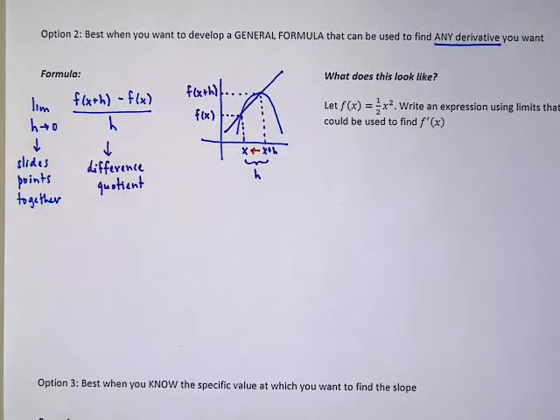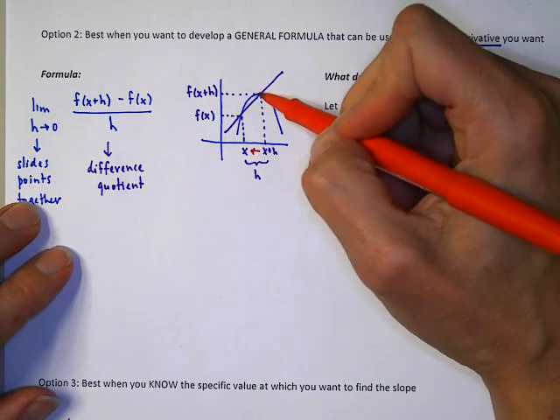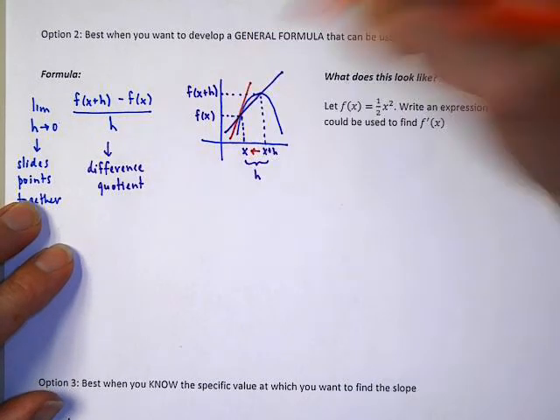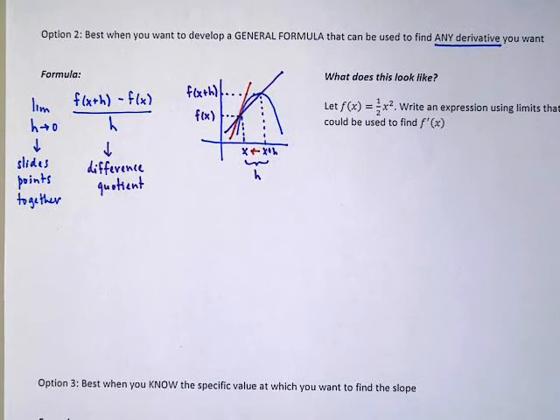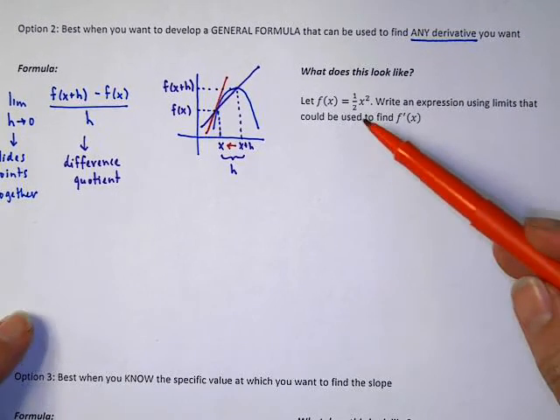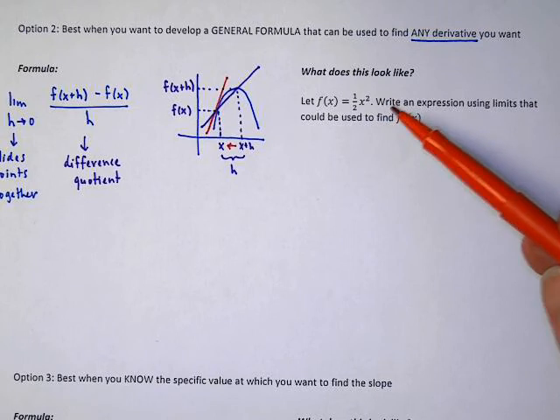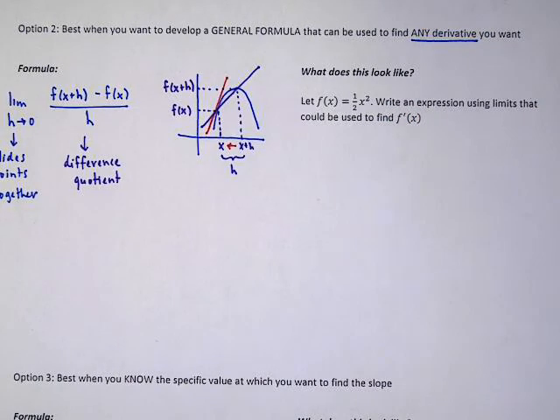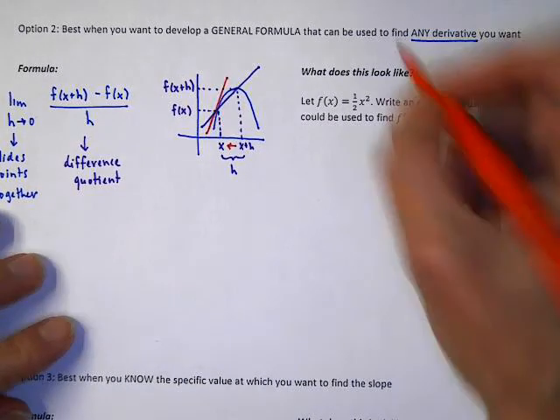And again, the idea being as this point moves closer and closer to this one, I'm going to more closely approximate that slope of the tangent line. So now how is this going to look? Here's our problem, and the setup is very much the same. It says let f of x equal 1/2 x squared, then asks us to write an expression using the limits that could be used to find f prime of x.